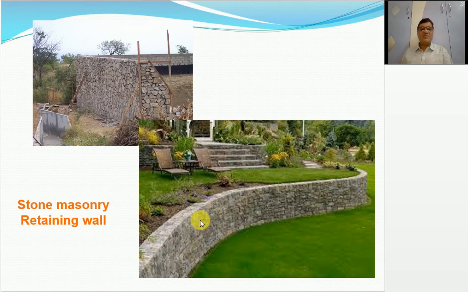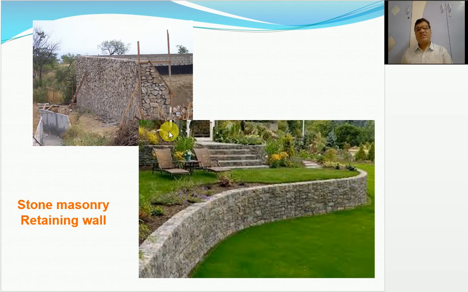Well, these are some of the photographs of gravity walls. So this is the stone masonry wall where the bottom width is quite higher and the top width is almost 450 mm, and here whatever the height we can observe, it is almost 3 meter. Now this is another example of this gravity wall.